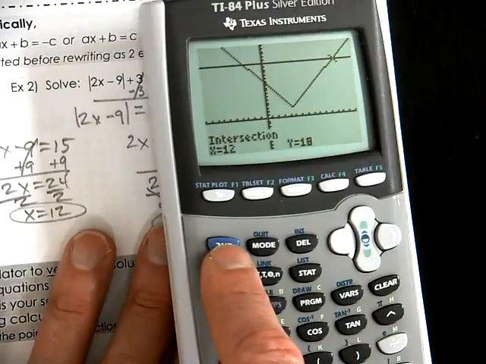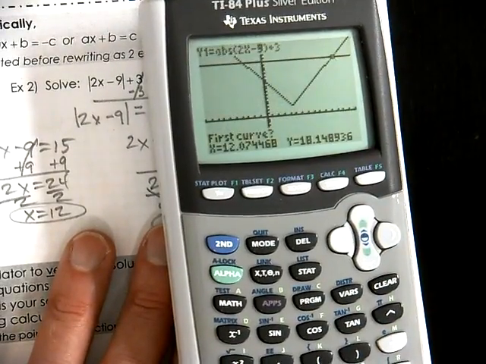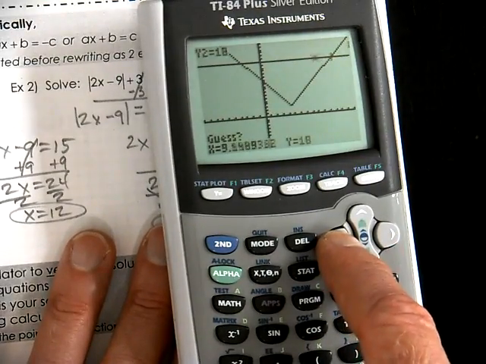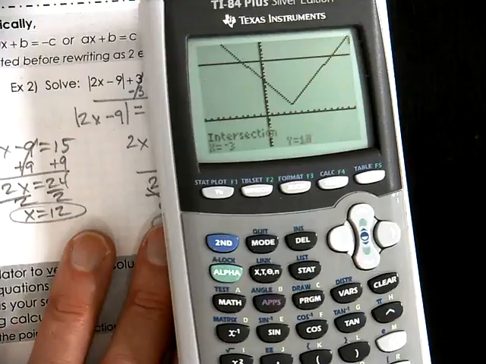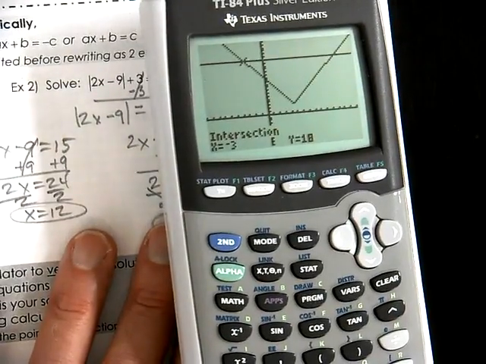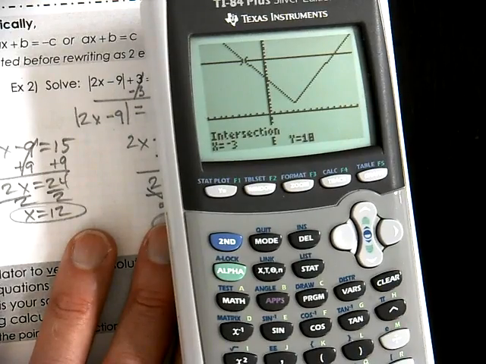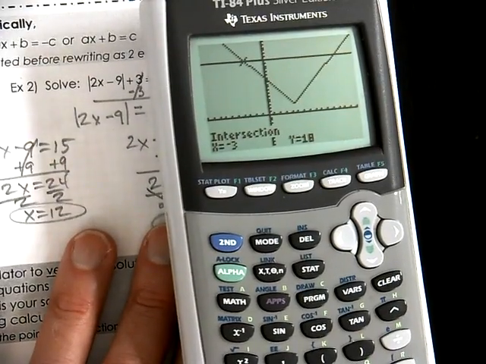Do it again. Second trace, number 5, first curve, second curve, guess. Well, I got to get closer to that side this time. So I come over here, get as close as you want, and that's my answer. When x is -3, I get 18. There, we've done it. We're going to do this in every unit, or in many of our units.